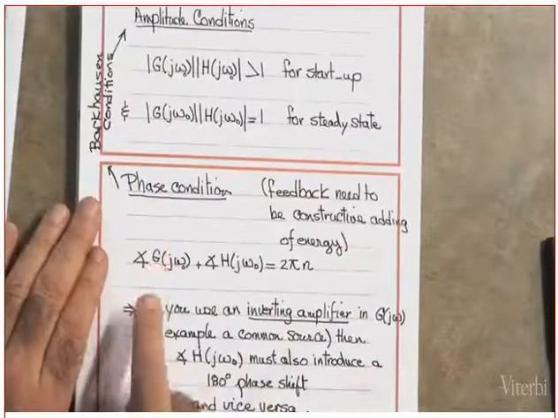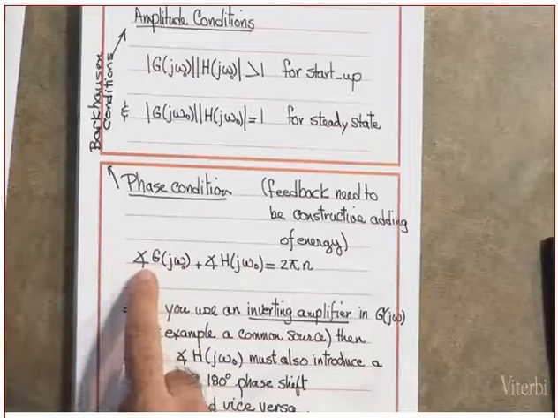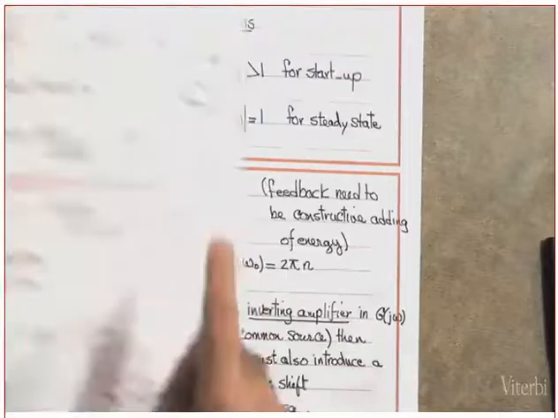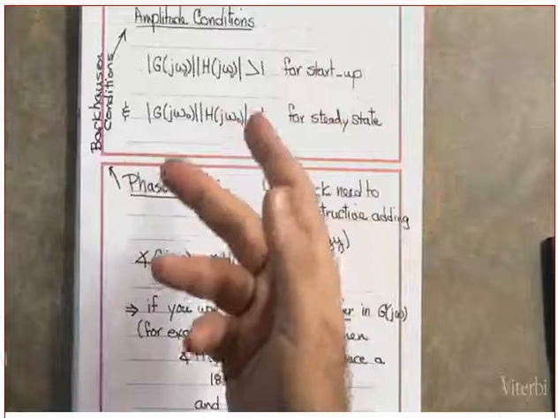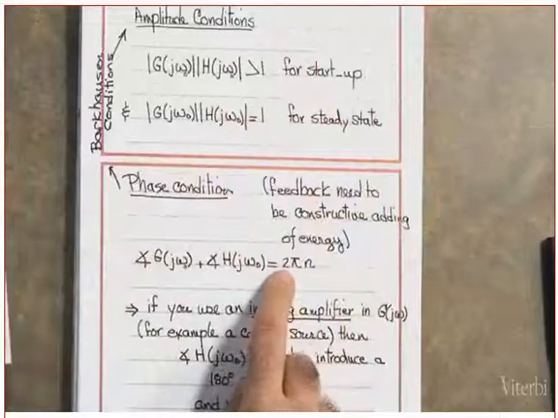Now, how about the phase condition? I want the phase of G plus the phase of H to be equal to a multiple of what?